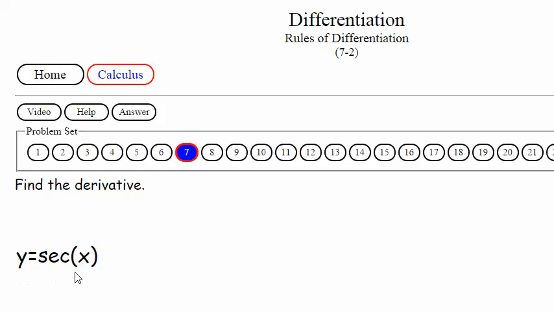Y is equal to secant x. We want to take the derivative. Let's go to the board. So we got y is equal to secant x, and we want to find y prime. That's the goal. Let's find y prime.